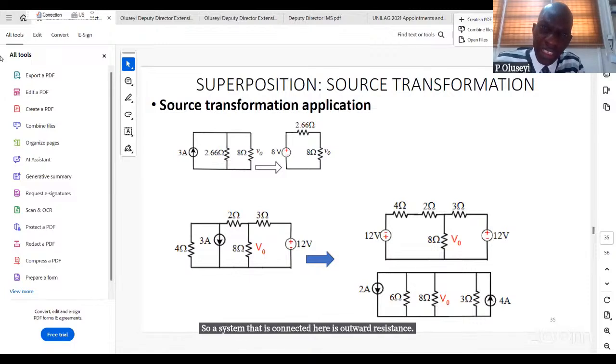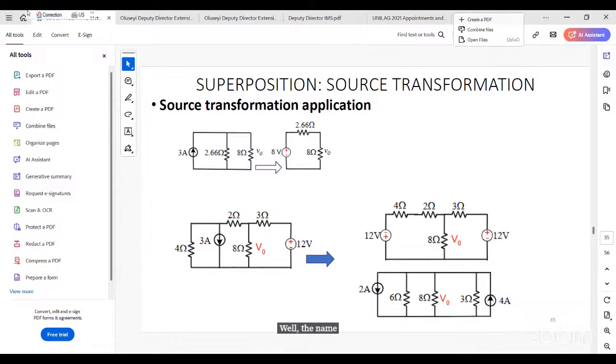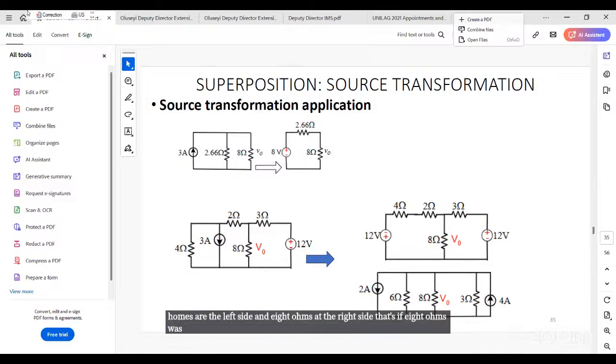Thank you. Then let me hear from the other guy. Thank you very much, sir. I just wanted to know for the second scenario, if 8 ohm was not the output, can we involve it in the source transformation? How do we resolve it since we have 4 ohms at the left side and 8 ohms at the right side? That's if 8 ohms was not an output.